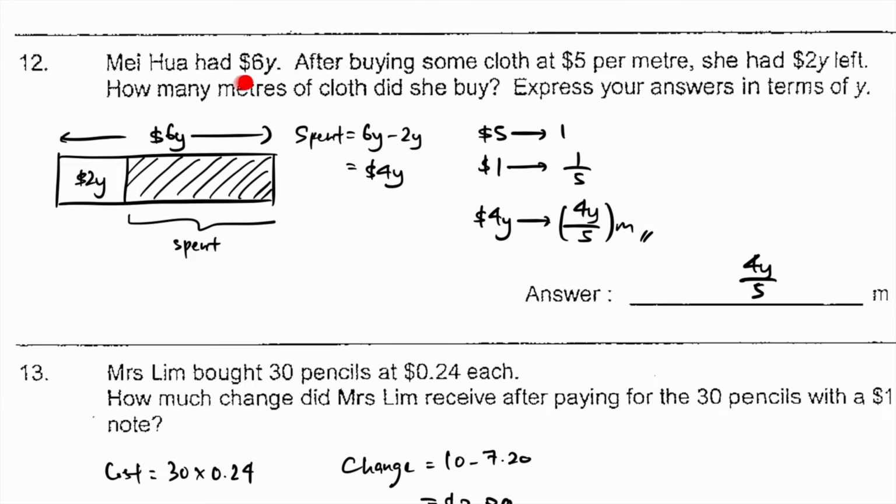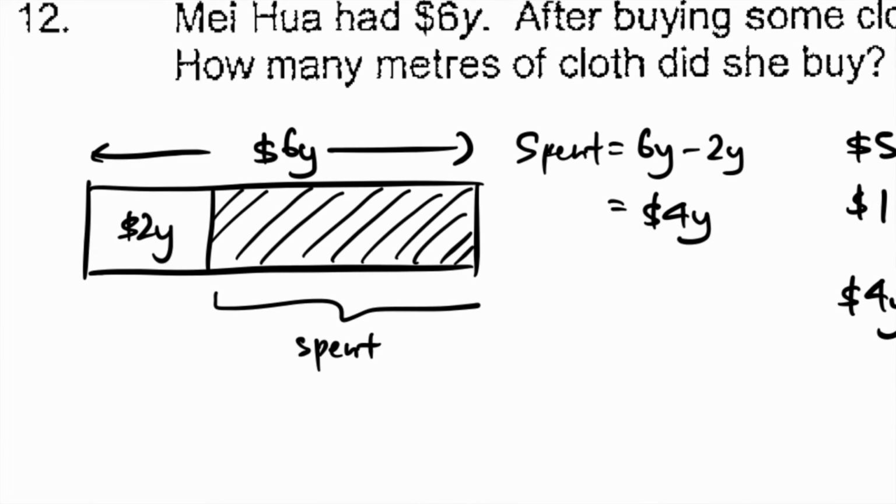Question 12. Mei Hua had $6y, okay, algebra, after buying some cloth at $5 per meter. Okay, so $6y at first. She had $2y left after spending some on cloth. Now, we can actually find how much she spent on the cloth. It would be 6y minus 2y, obtaining $4y.